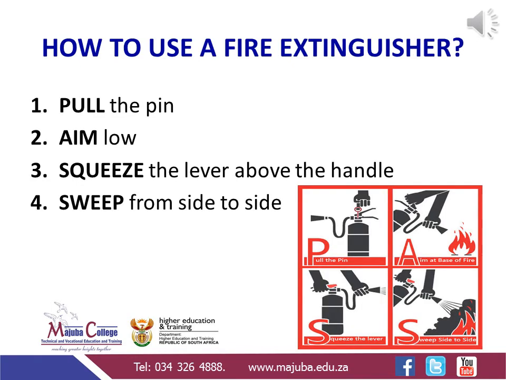Students, we are now going to learn how to use a fire extinguisher. Remember the password when using a fire extinguisher. P, pull the pin. A, aim low. S, squeeze the lever above the handle, and S, sweep from side to side. Always be sure that the fire department is called to check the fire site, even if you think you have put out the fire.